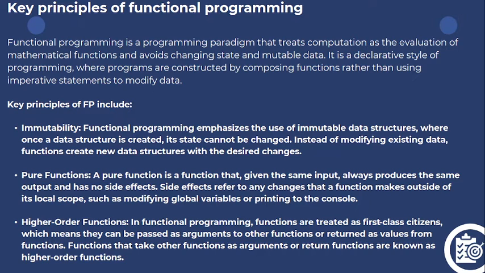Key principles of functional programming. Functional programming is a programming paradigm that treats computation as the evaluation of mathematical functions and avoids changing state and mutable data. It is a declarative style of programming where programs are constructed by composing functions rather than using imperative statements to modify data. Key principles of functional programming include immutability. Functional programming emphasizes the use of immutable data structures, where once a data structure is created, its state cannot be changed. Instead of modifying existing data, functions create new data structures with the desired changes.